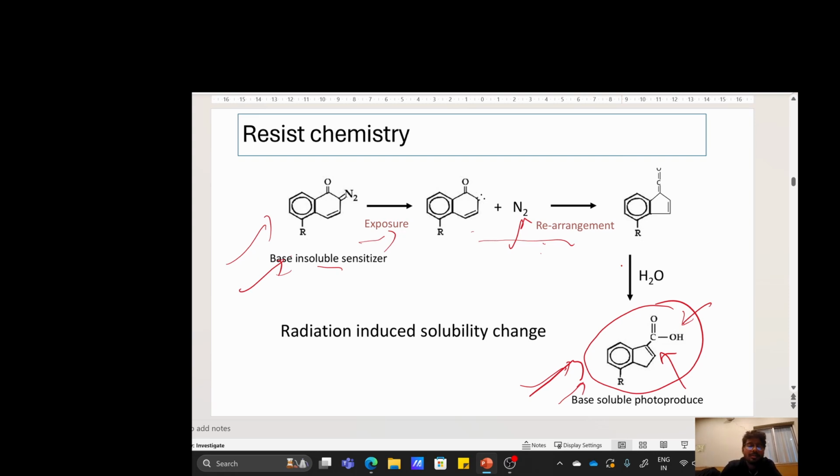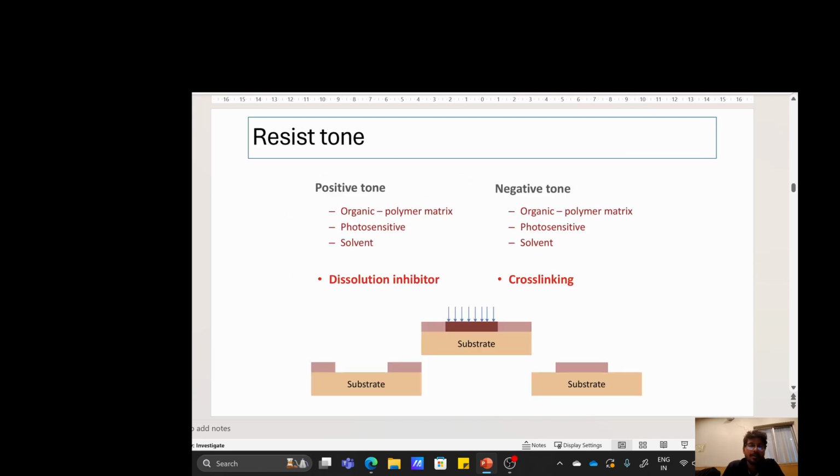So this will get dissolved in the developer solution, and we will have some kind of pattern over the substrate. That pattern is in the photoresist. For further processing, the insoluble base can protect the layer underneath, and the part we have patterned has been converted and removed already.